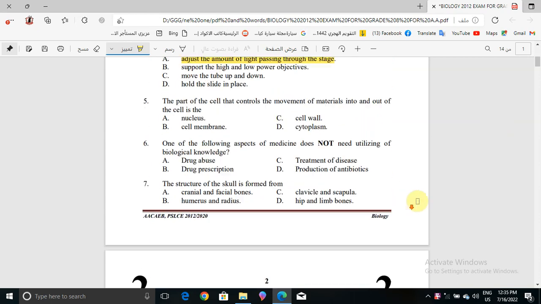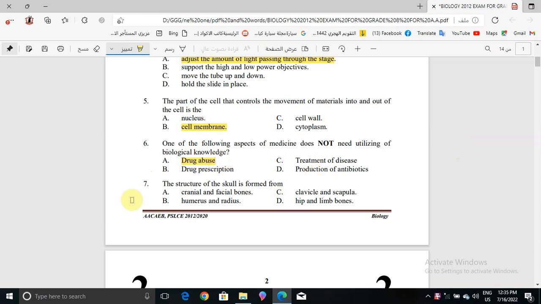Okay, now question number 5 is asking, the part of the cell that controls the movement of materials into and out of the cell is the what? Is the cell membrane. Now question number 6, one of the following aspects of medicine does not need utilizing of biological knowledge, which is drug abuse, drug prescription, or treatment of disease, or production of antibiotics. Now here it says does not need utilizing of biological knowledge. That means it is the drug abuse.